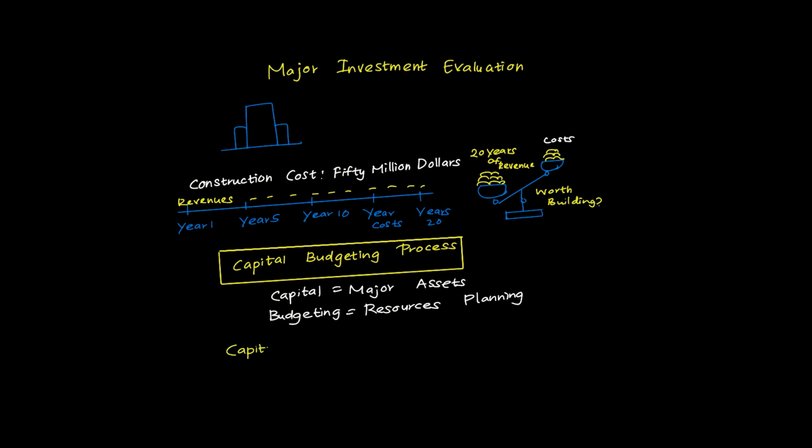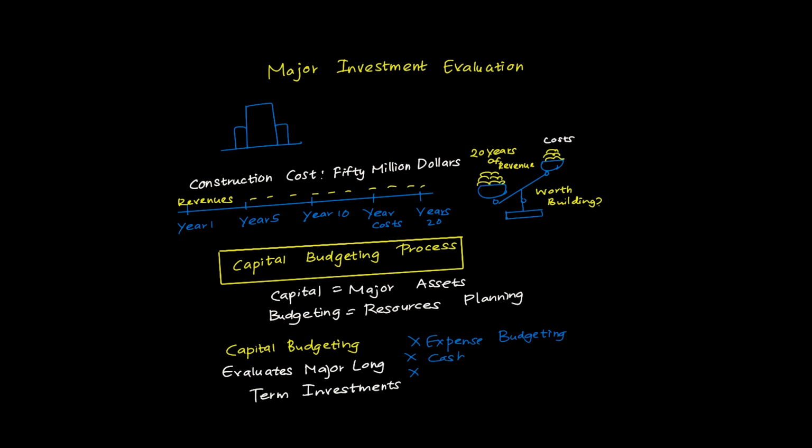This isn't expense budgeting, which deals with day-to-day operating costs like supplies and utilities. It's not cash management, which handles short-term liquidity needs. And while revenue forecasting is one input, the overall process of comparing long-term costs to long-term benefits for major investments is capital budgeting. Hotels, factories, research facilities, any major investment requires capital budgeting analysis.